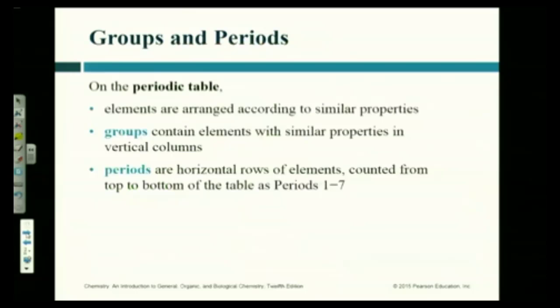So, on the periodic table, we can divide things into groups and periods. Groups are vertical. And if you look at your periodic table that I handed out, they're numbered up at the top. Periods are also numbered, and they're horizontal. They go from left to right. Right now there are 7 periods, going from 1 to 7.